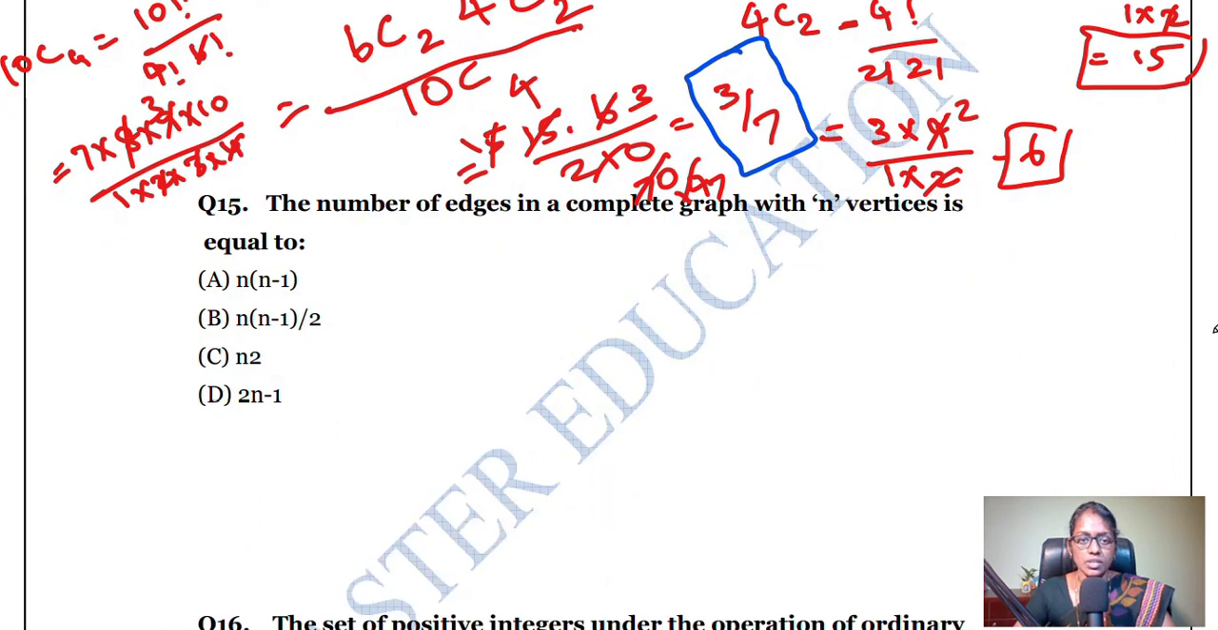The next question is, the number of edges in a complete graph with n vertices is equal to n into (n minus 1) divided by 2.